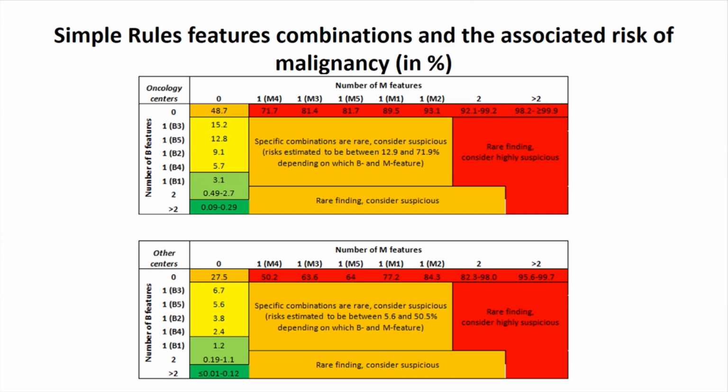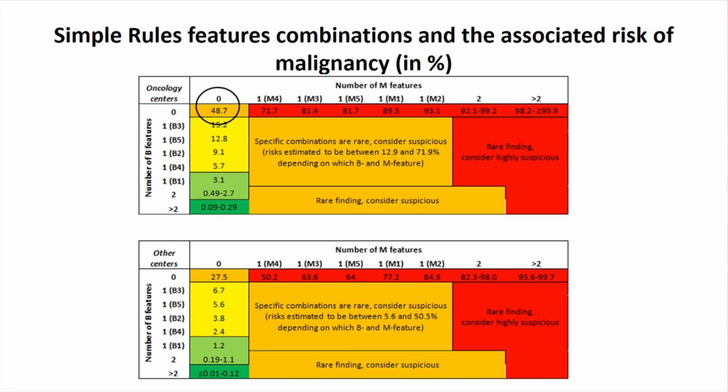On the x-axis here, you have the malignant ultrasound features, and on the y-axis, you have the benign ultrasound features. There is one table for patients examined in oncology referral centers and another table for patients examined in other types of center.